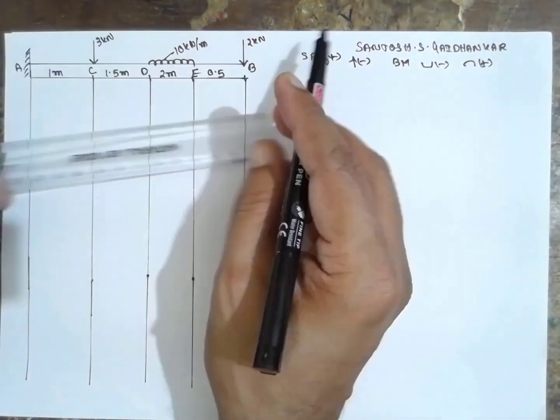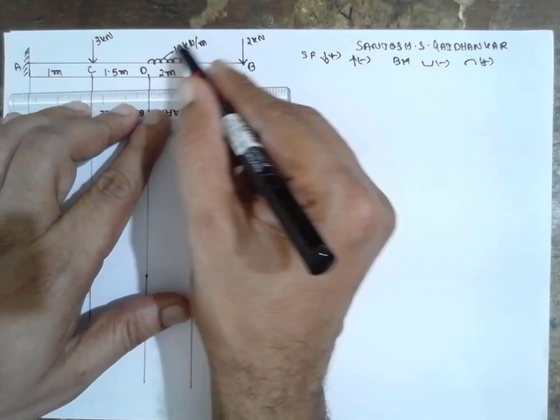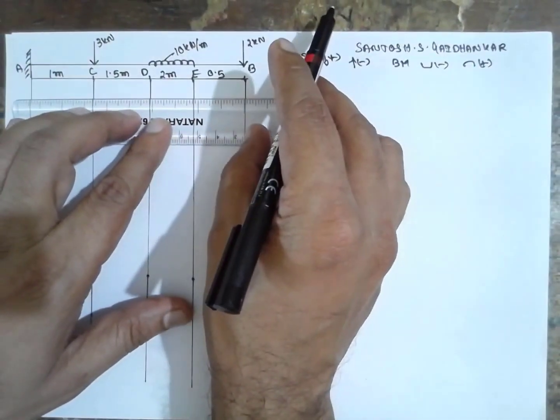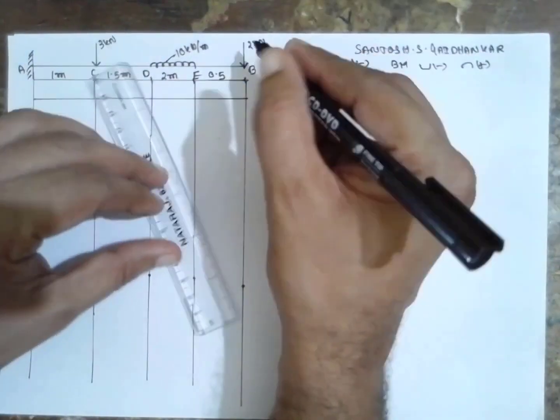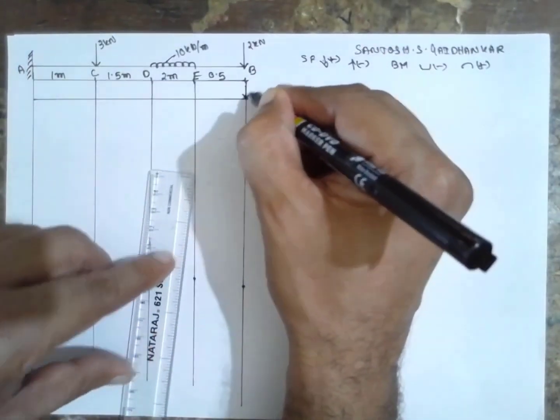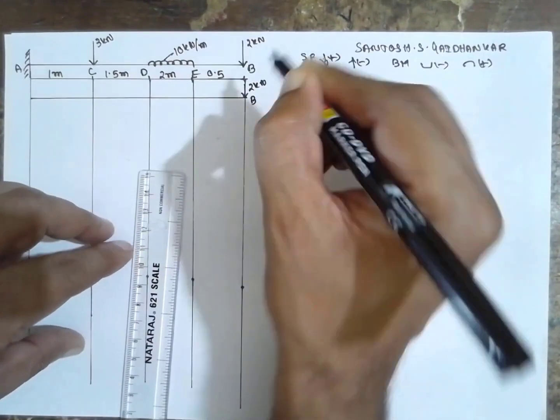First, I will convert this UDL into a point load. This is the problem of a cantilever beam having point load and UDL. This is 2 kilonewton at B.